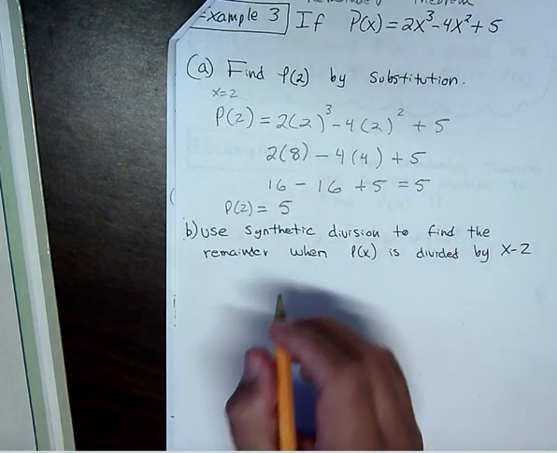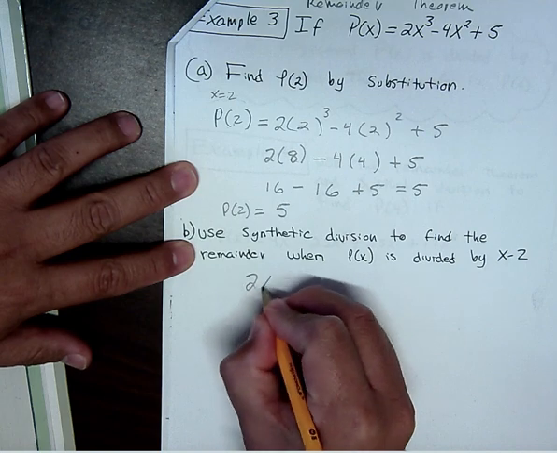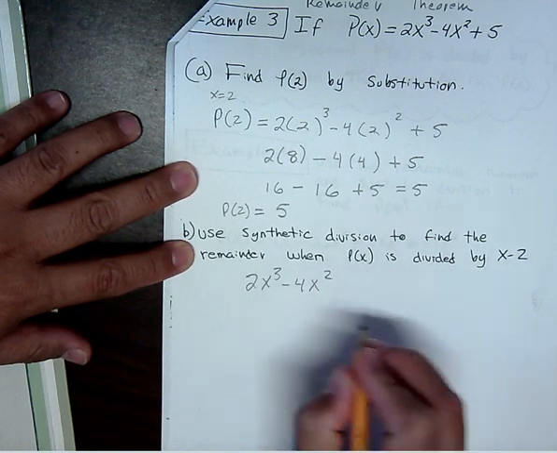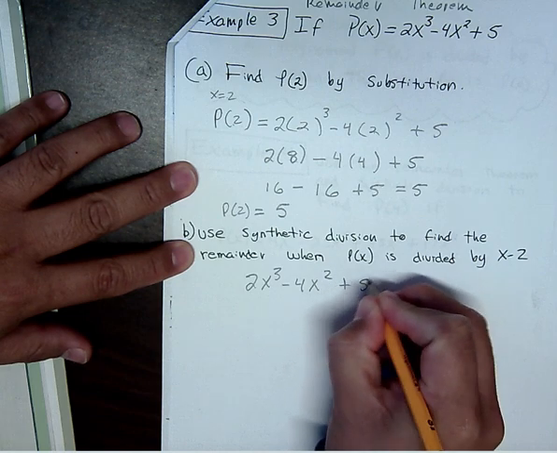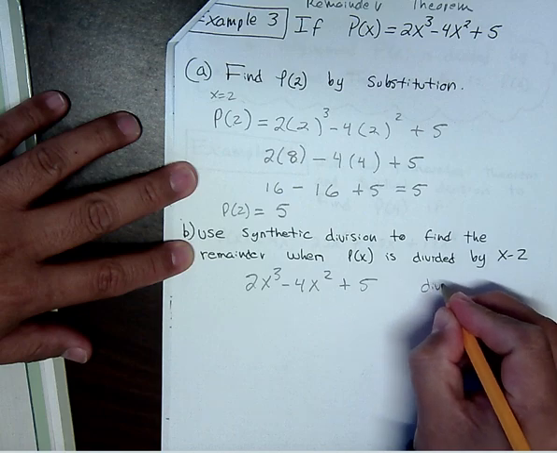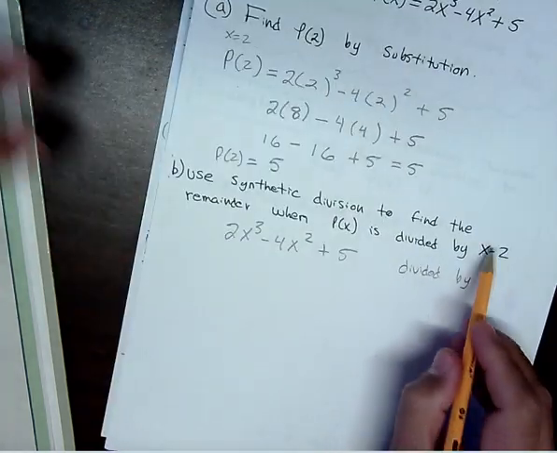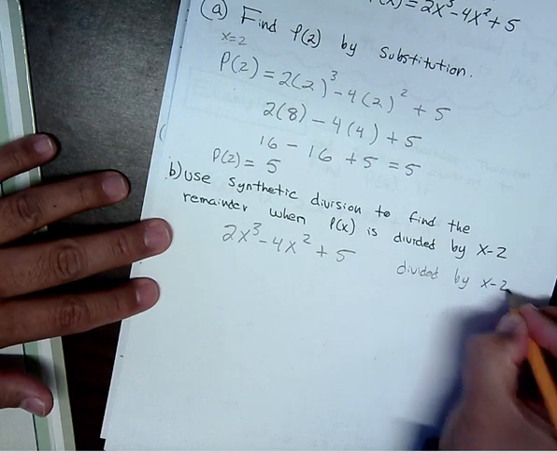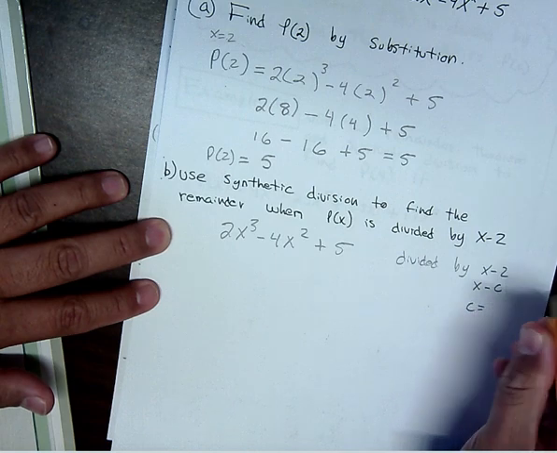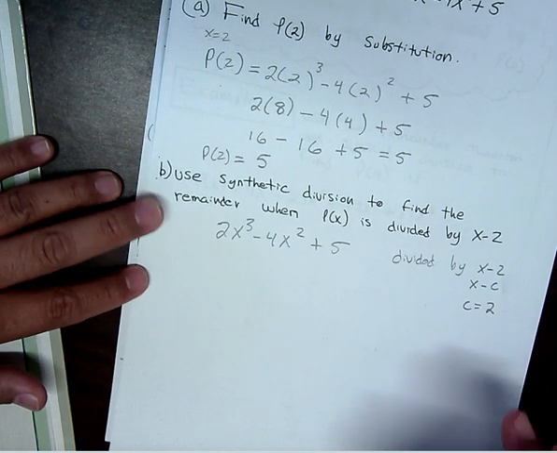Okay, so let's bring the polynomial. And there's going to be an extra step for this one. So, it's divided by x minus 2 right here. So this is the x minus c, so that means c would be the opposite of that sign, it would be 2. So we got the c now.